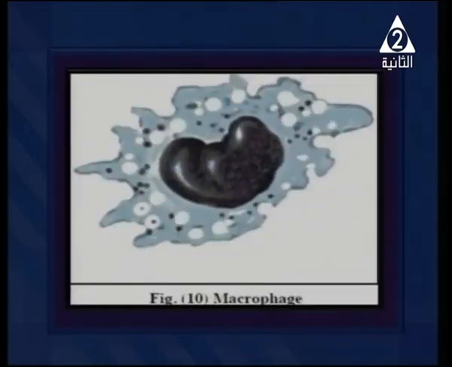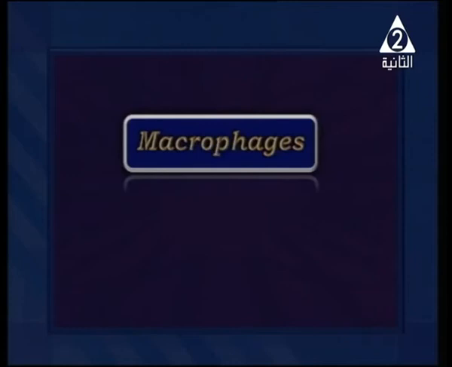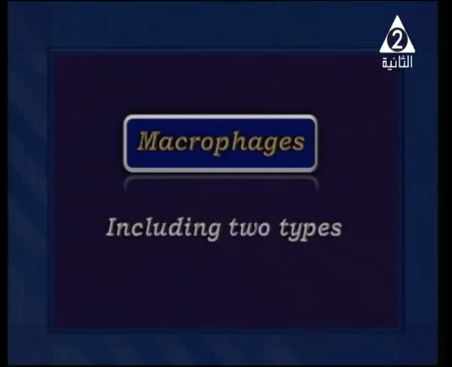And here we have the macrophage. As we start the fourth topic, we're going to study the macrophage, which includes two main types: the fixed macrophages and the movable, or mobile, macrophages.